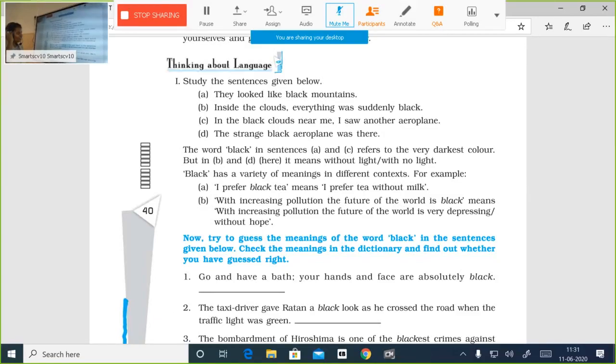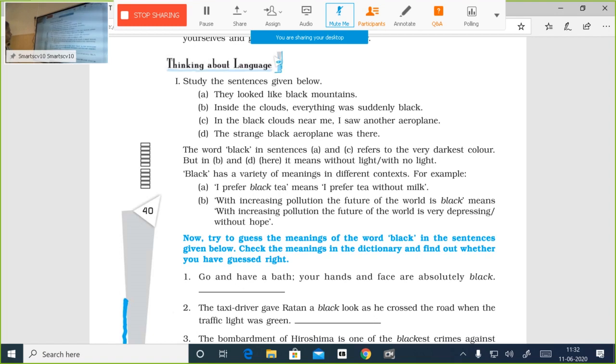Good morning. Today let us discuss the exercises under Black Aeroplane. On page number 40, under Thinking about Language, the word black in different contexts and the difference in meanings in these contexts are discussed. So let us go through the text.